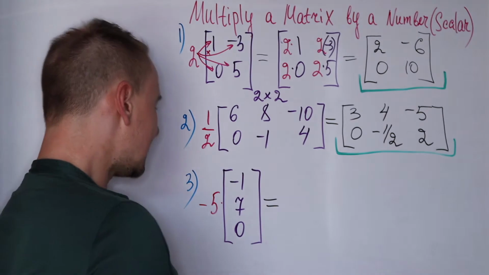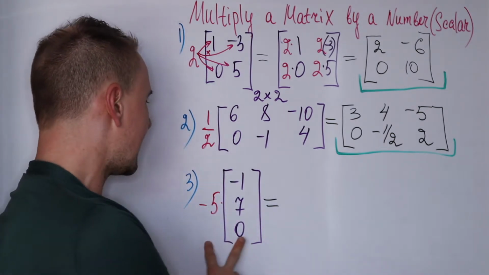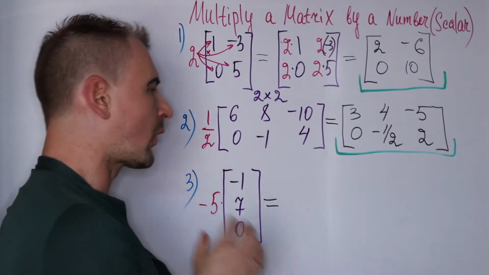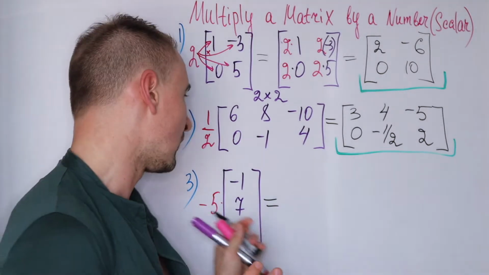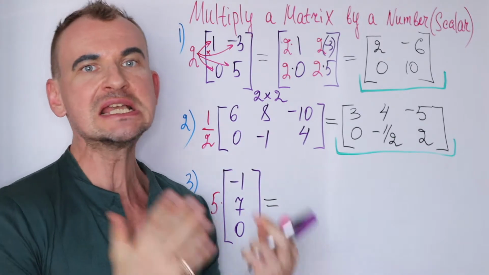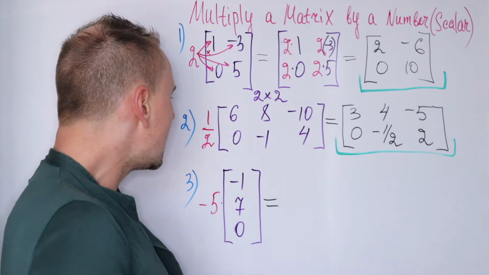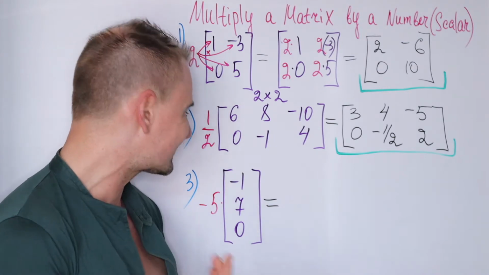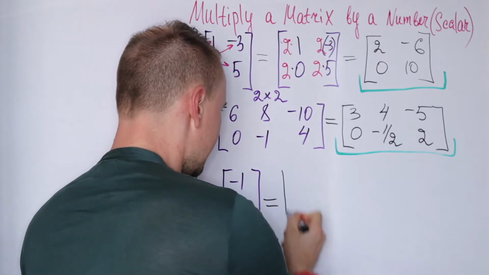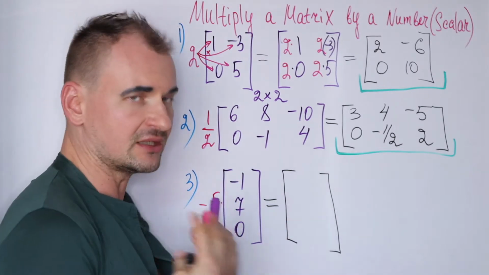And finally, let's have a look at the last one. So you need to find the result of multiplying -5 by a column matrix. Sometimes it's called a column matrix, or just a column or a vector, since it has just 1 column, and in this case it has 3 rows. Anyway, so all you do is just multiply this -5, and this negative also has to be taken into consideration.